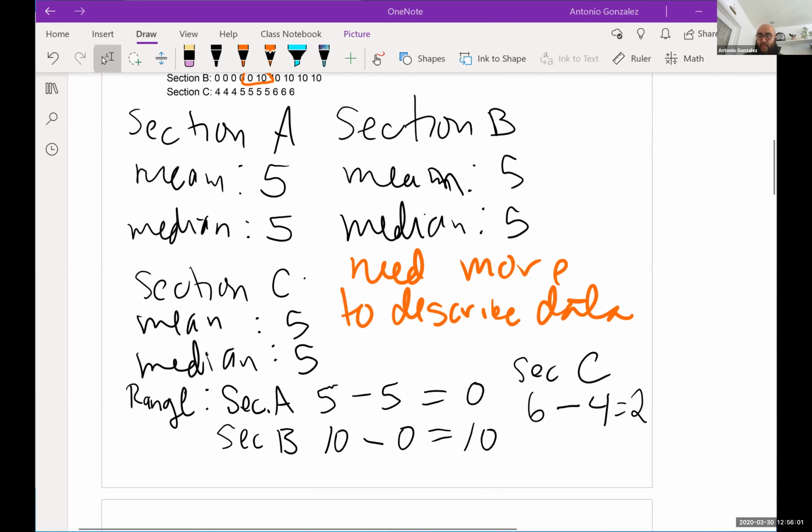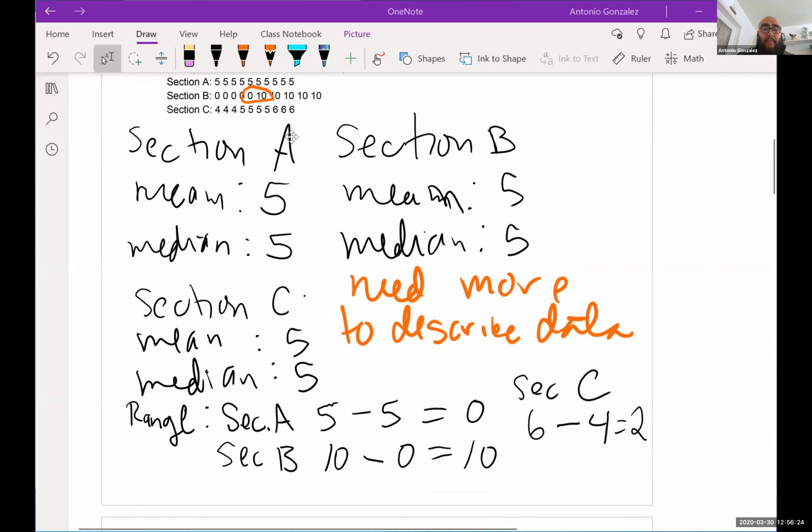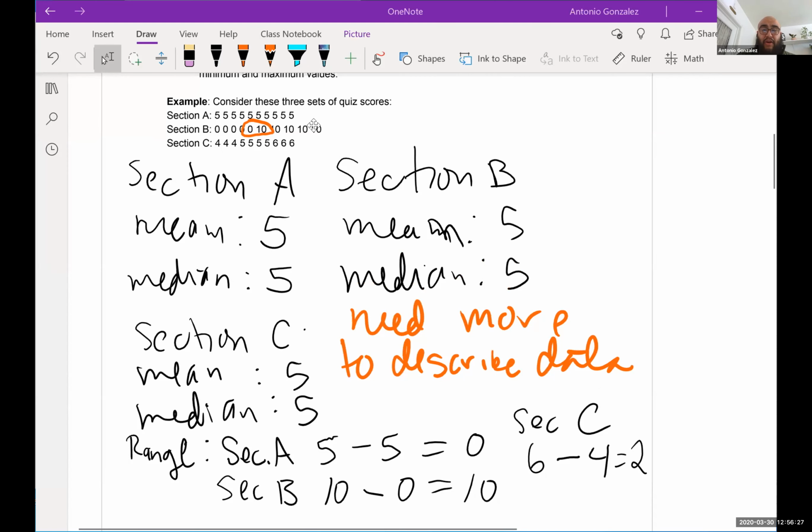Melody, what is your question? Well, the range is always the largest value minus the smallest value. So the largest value is 10 and the smallest value is 0. Right, so 10 minus 0 is 10, right? Remember, those are 0 scores. We have 5 people scored a 0 on this particular quiz.